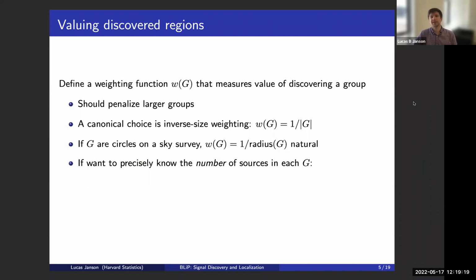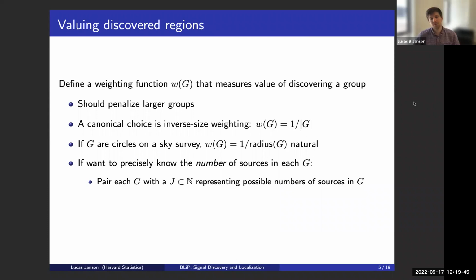If, instead of discovering each signal as precisely as possible, we wanted to be really sure about exactly how many point sources each discovered region G contains, we can handle that too. We don't just want to say there's at least 1 signal in this region. I actually want to say there's exactly 1, or exactly 3 signals in this region. I can't narrow it down further, but I want to tell you exactly how many point sources are in that region.